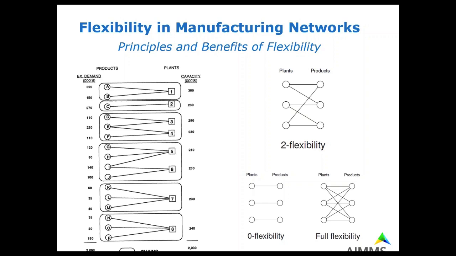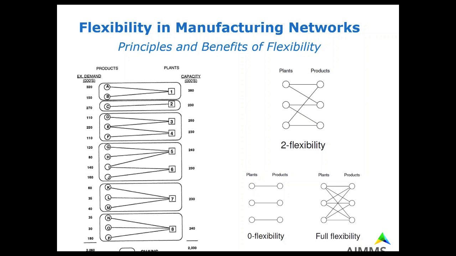And of course, if you have every plant specialized in every product, then you have full flexibility. You would be able to produce any product at any plant, but of course that would be a very expensive solution. There is some kind of claim in this area that two flexibility can bring the same benefits as full flexibility, and two flexibility would mean that every plant would be specialized on two products.